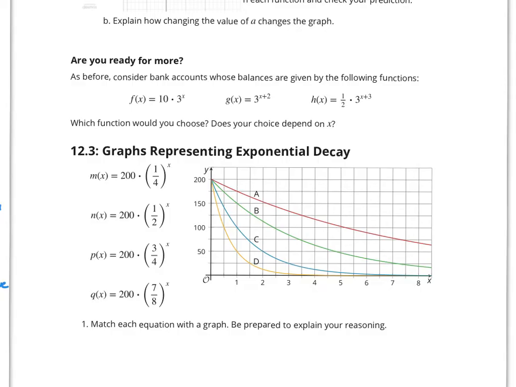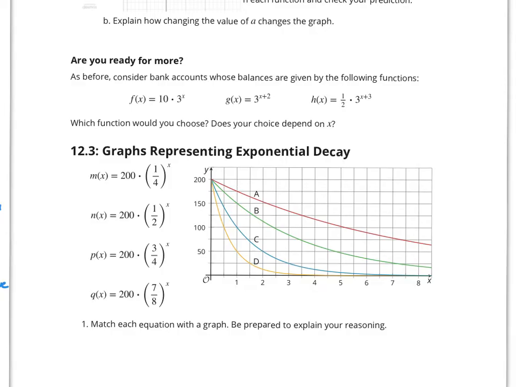There was one decay equation in there, but all of these are going to be focusing on decay. So suppose you're presented with these four functions, M, N, P, and Q, that describe the amount of money in dollars in a bank account as a function of time, X, in years. If the account is yours and more money is better, which function would you choose and why?